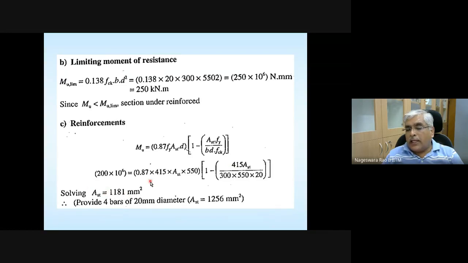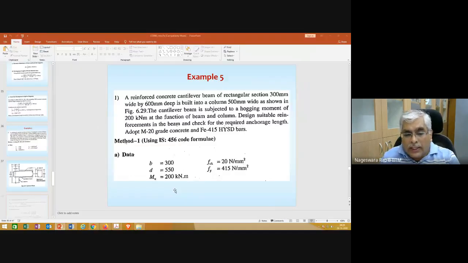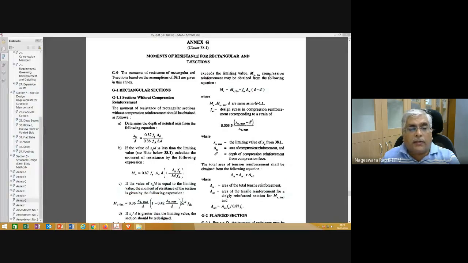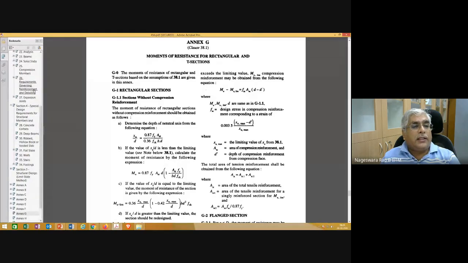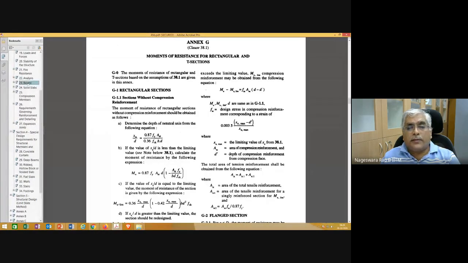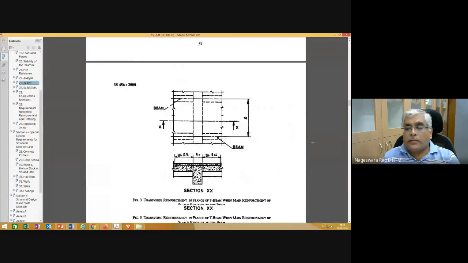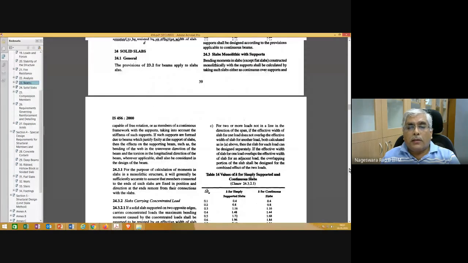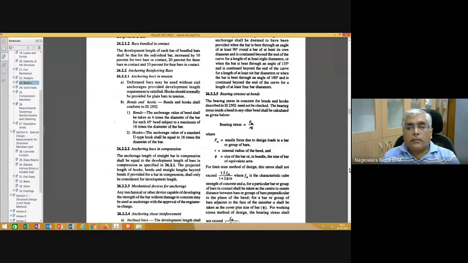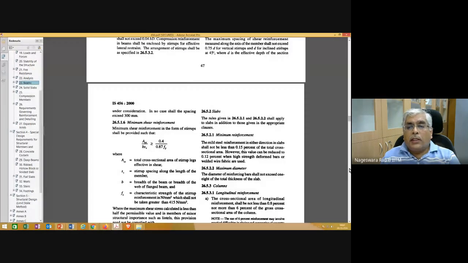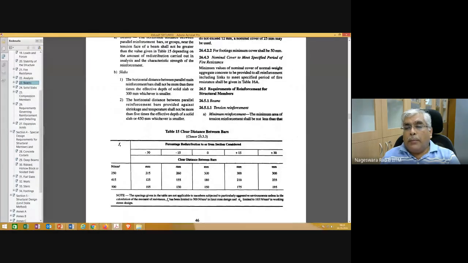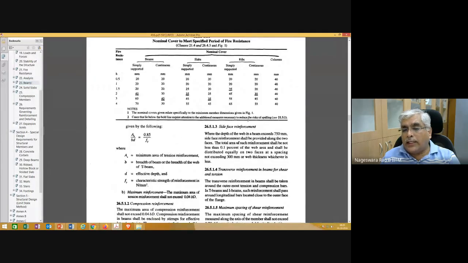And please note that this area of steel that you get, for completeness, you need to even check with minimum steel that you need to provide. Okay, let me show you that. Here, minimum tension reinforcement that you need to provide. Code is saying this is the minimum tension reinforcement that you need to provide.